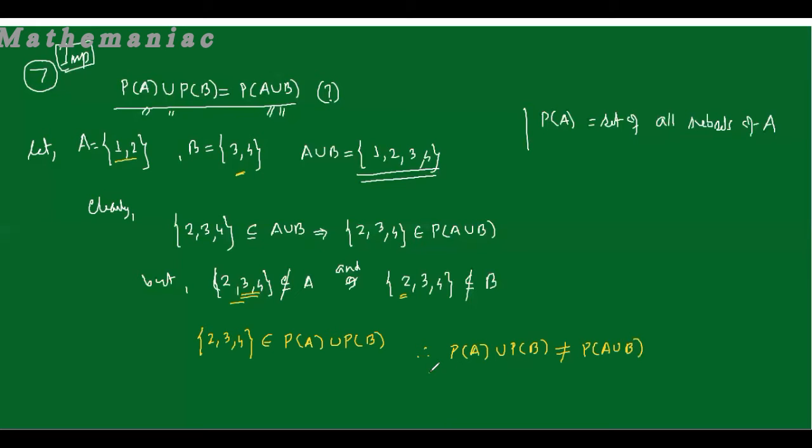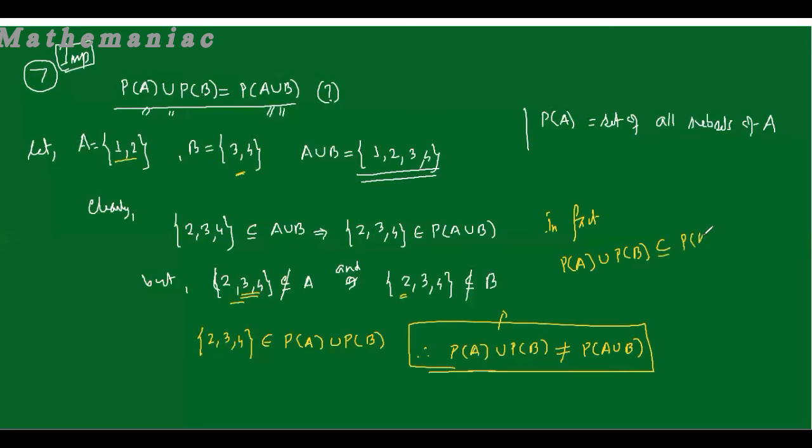Now, which one is subset of whom, that we will decide. In fact, you can say that this particular part is a subset of P of A union B, right? In fact, P of A union P of B is a subset of P of A union B. It will be like this, not equal, right? So please note it down. And one homework for this I am saying, just try to prove this. It will be proved, right?